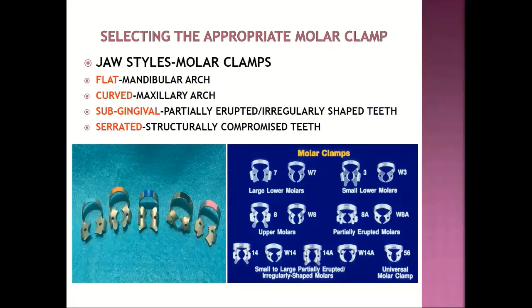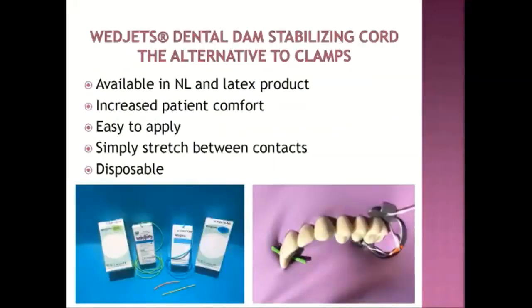The Wedgett's Dental Dam Stabilizing Cord is a clampless alternative to clamps. The cord is available in both latex and non-latex in size small and large. The yellow and orange are latex, with yellow being small and orange size large. Lime green and turquoise are non-latex in small and large respectively. Wedges may be used wherever there is a contact present.